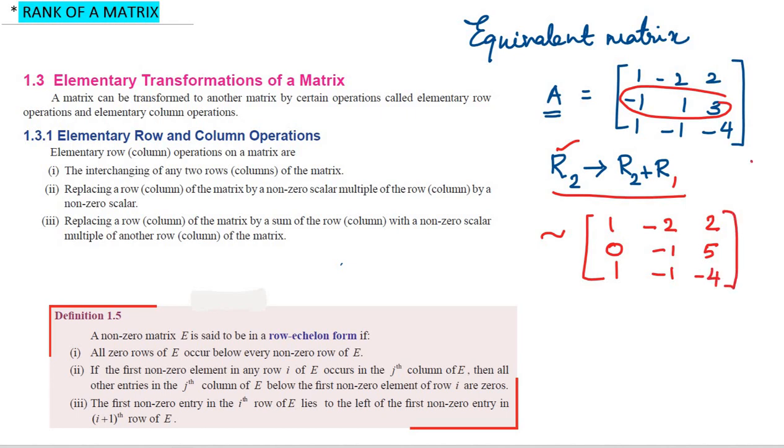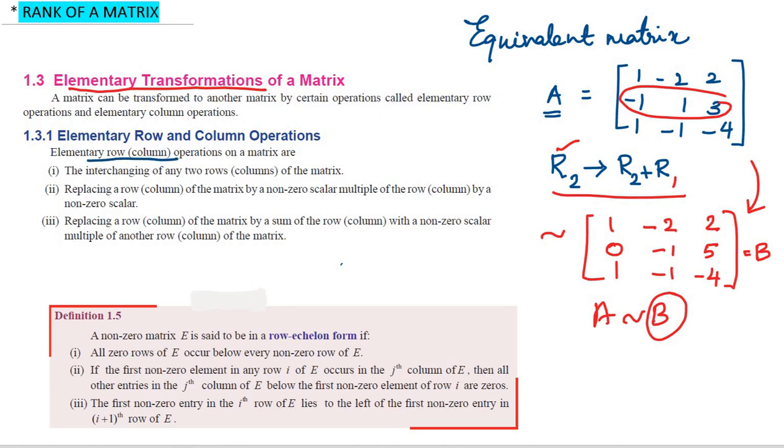This is a matrix which is obtained from the A matrix, and therefore we say, for example, we take the obtained matrix to be B. We say A is equivalent to B. How did we get this B matrix? This B matrix is got from the elementary transformation. What is this elementary transformation?